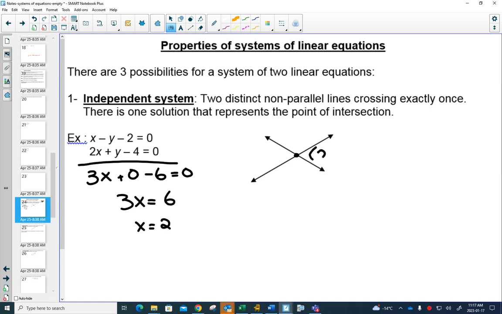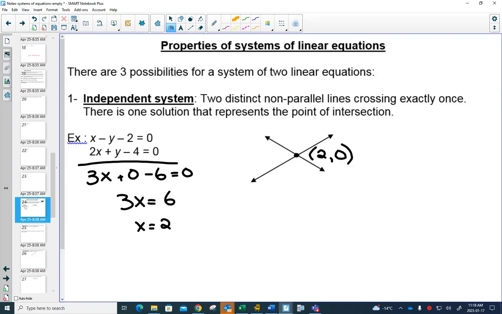We would know that the x coordinate is 2. Then you could plug in your x coordinate as 2, and you could solve for y. Maybe some of you can do it in your head. You would get y equals 0. So whether we use the graphing technique, substitution, or elimination, we would solve that it intersects at 2, 0.